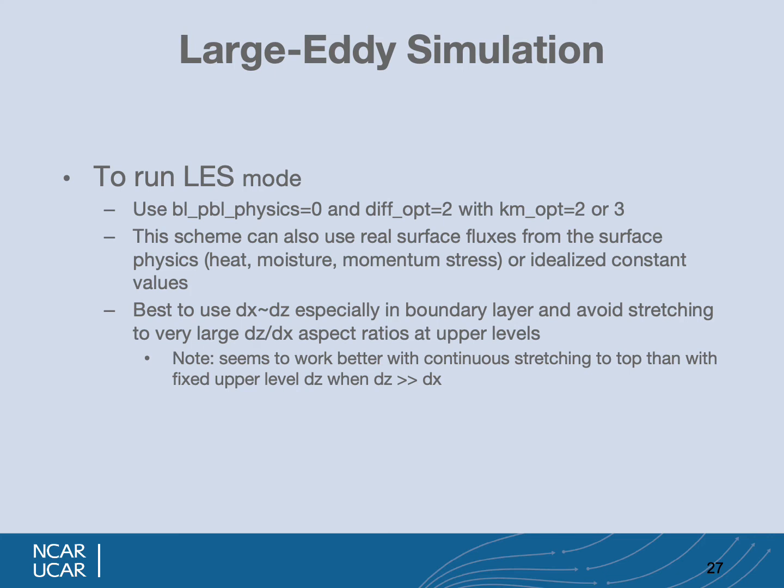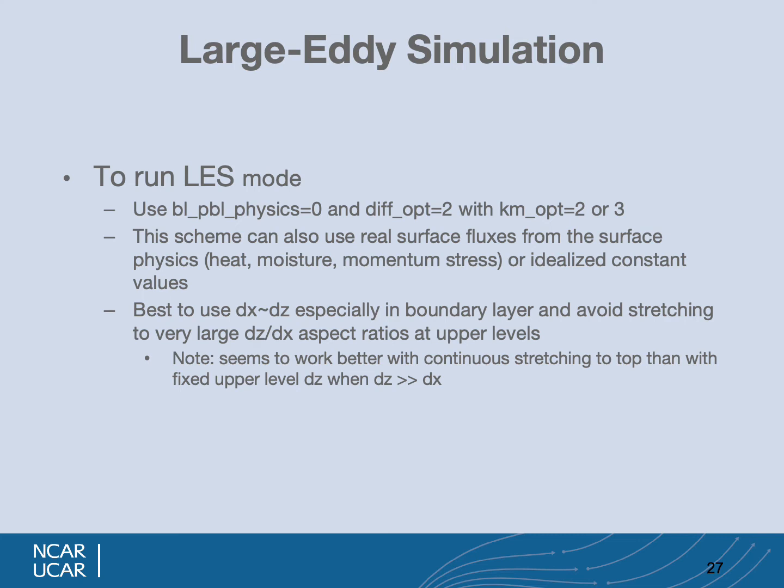So to run LES mode in the model, you have to turn off your PBL scheme, PBL physics option equals 0, and use diffopt equals 2 to allow the vertical diffusion coefficient to be variable, and then KMopt equals 2 or 3, which are these more sophisticated ways of computing the K coefficients. This scheme can also be used for real surface fluxes, as I mentioned.